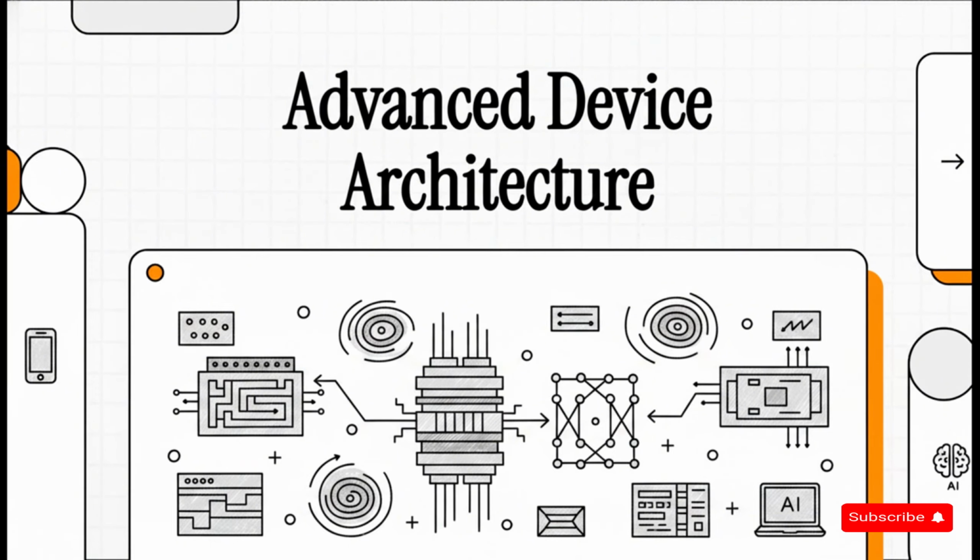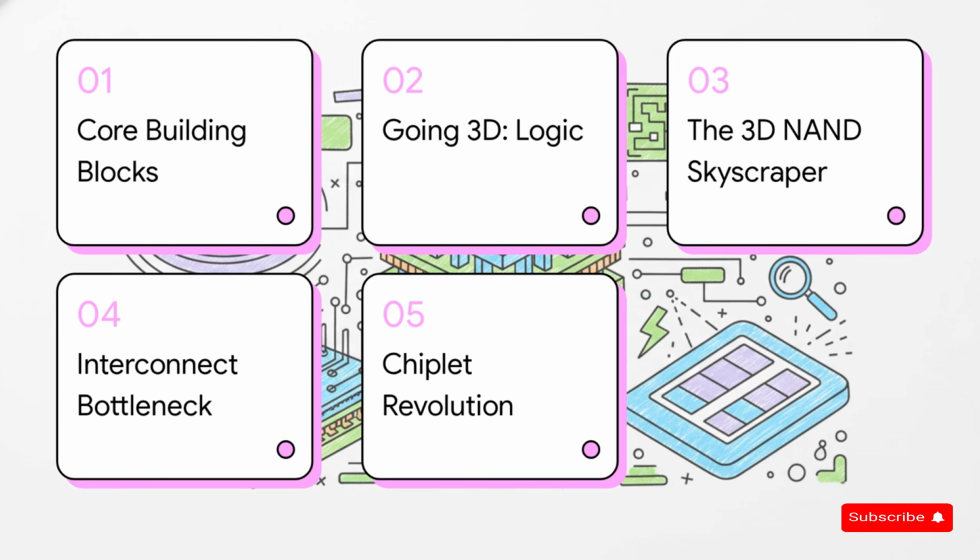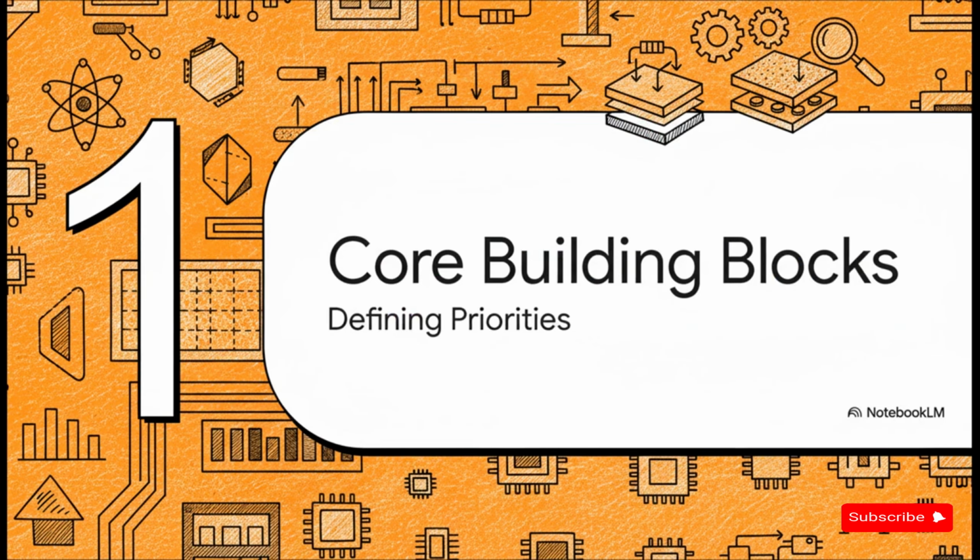So let's jump in. Okay, just to make sure we don't get lost in the weeds today, here is our roadmap. We're going to cover the core building blocks, how logic is going 3D, the interconnect bottleneck, and finally, wrap up with the chiplet revolution. All right, starting with Section 1, the core building blocks, defining the priorities.